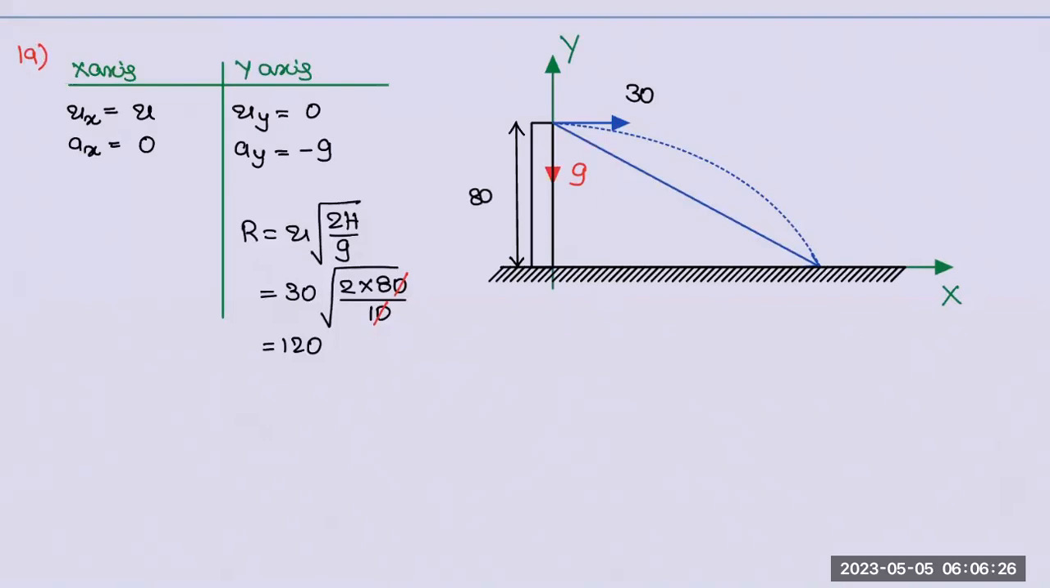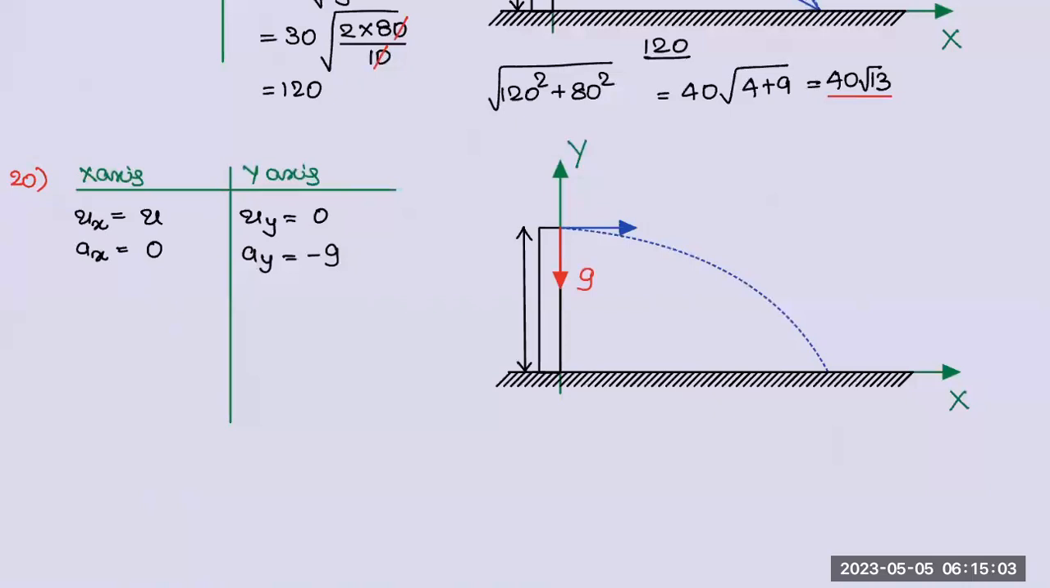So range is given. What is the displacement? This 120, 80. Root of 120 square plus 80 square. We can do one thing. I can take 40 common. It will be 40 into root of 3 square 9 plus 2 square 4. 40 root 13 is the answer. That's it. Good.